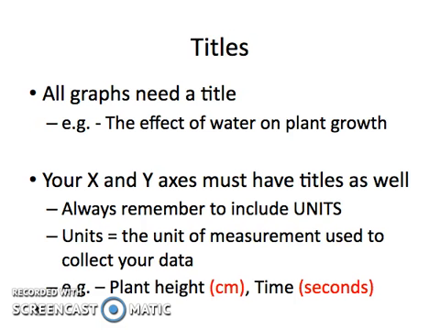Okay. Time would be another example. Maybe you measured it in seconds. Maybe you measured it in minutes. Maybe you only measured it once every week, so your measurement would be in weeks. Doesn't matter what it is, you just need to put it on there.